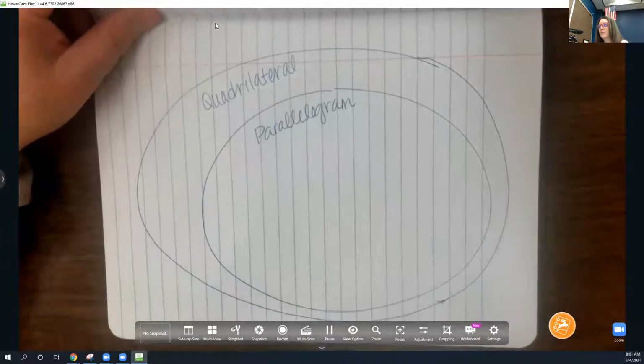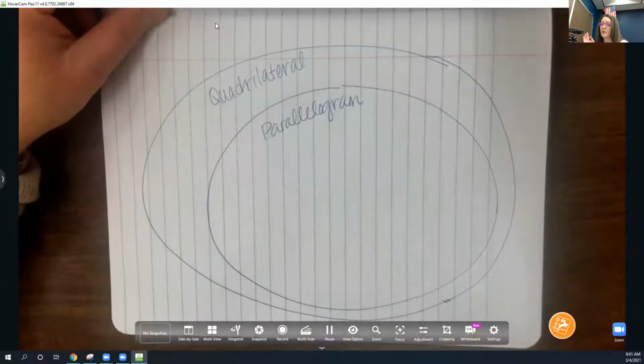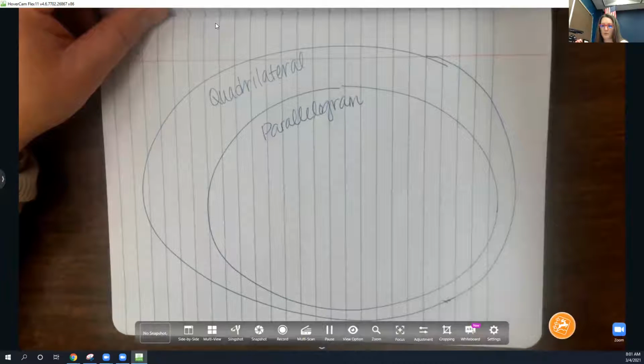So the way to prove whether something is always, or not, or sometimes, is if you can figure out one counterexample. So remember, a counterexample is proving something wrong. If you can think about a counterexample, then it's not always going to be true. It could sometimes be true, or it could never be true.